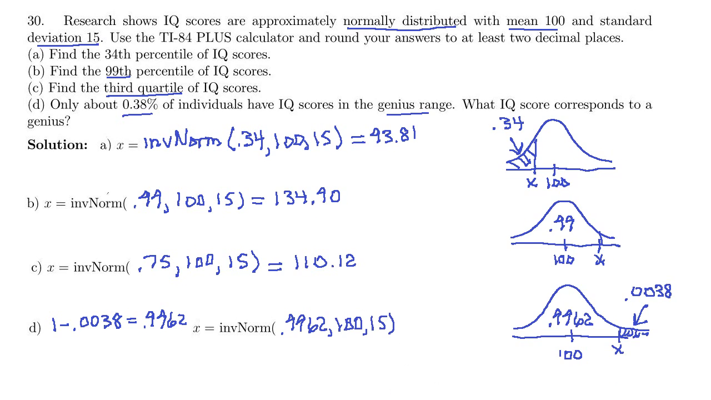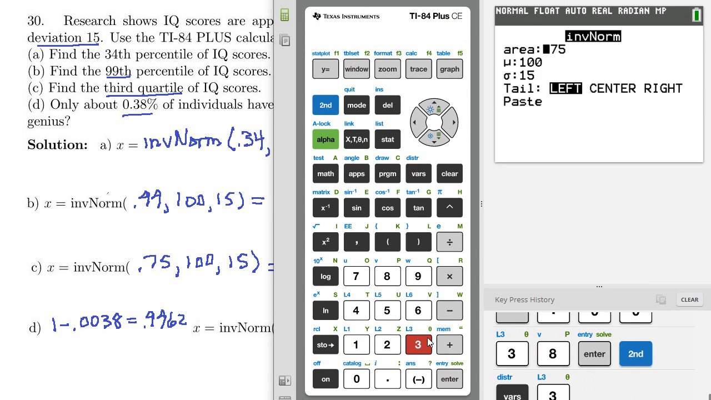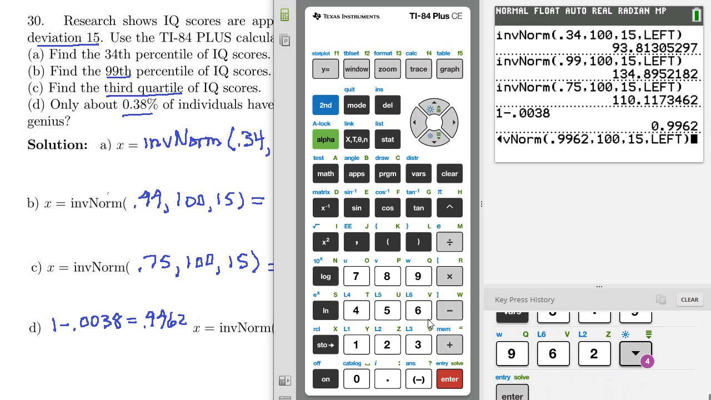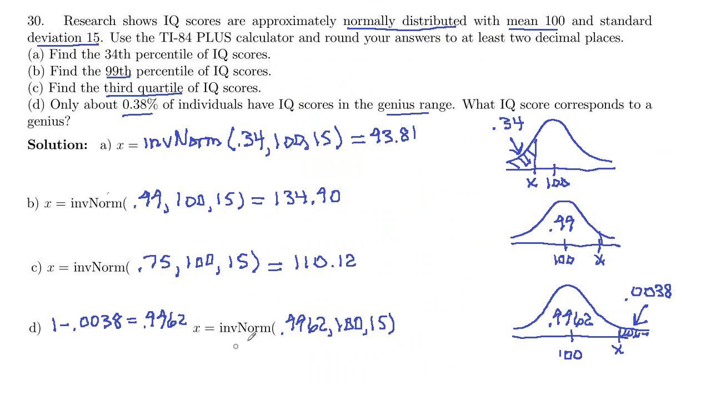So let's compute that. Second variables, option 3, 0.9962. And paste it, enter. 140.04. So it's actually supposed to be 140. So this is approximately 140. So genius is 140 and above.